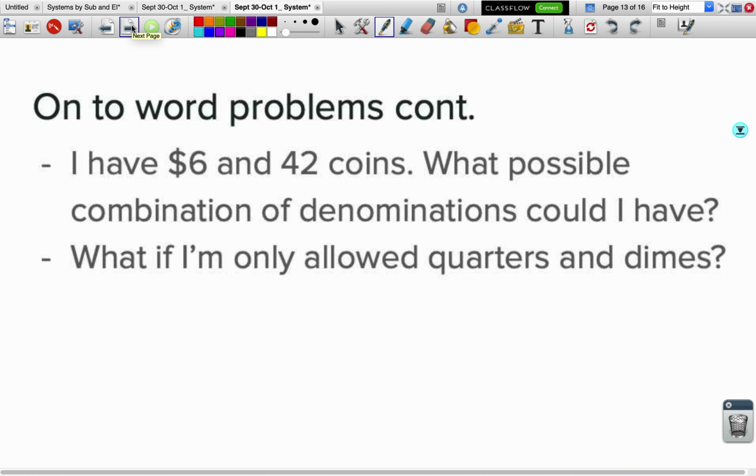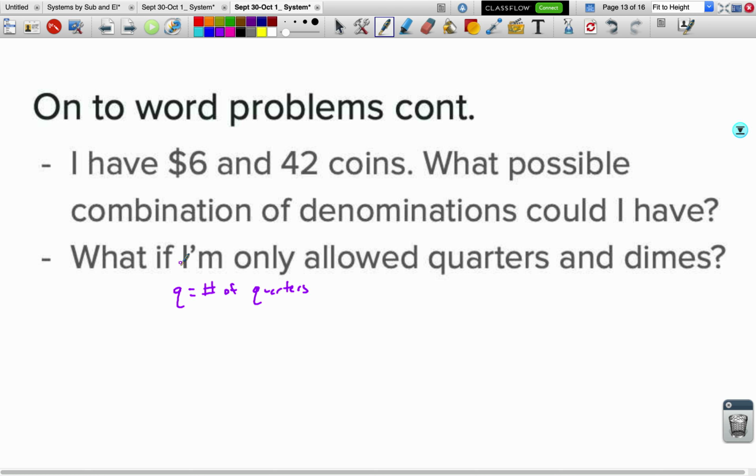Okay, now what if I restrict it a little bit more? What if I say I can only have quarters and dimes? Can we come up with a combination that still is worth $6 and contains 42 coins? So the first thing we need to do is define some variables, and we've got to be very precise with how we define these. I want Q to be equal to the number of quarters.